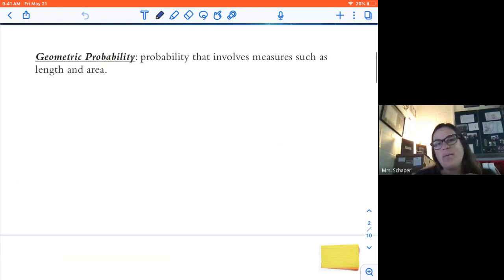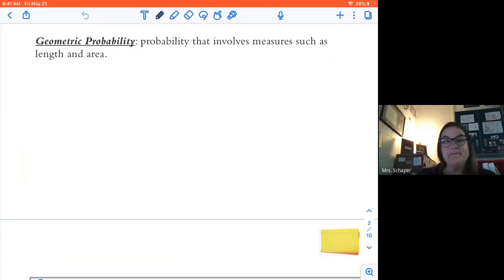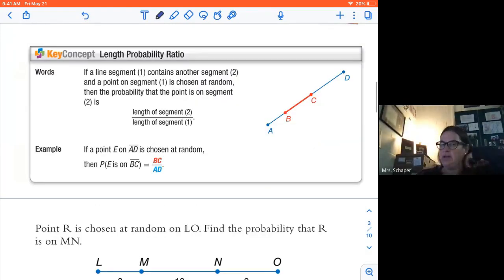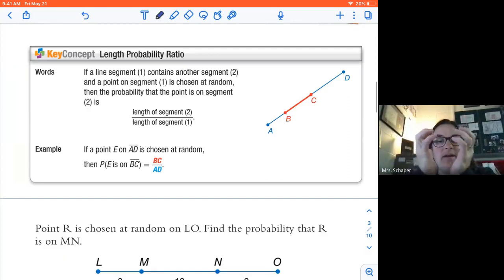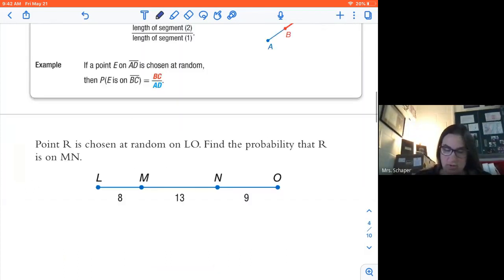All right, geometric probability is the probability that involves measures such as length and area. All right, length probability ratio. It's what are the odds that something's going to happen in the given segment, or the favorable segment, compared to the entire segment. All right, that's what it's going to be. So let's take a look.